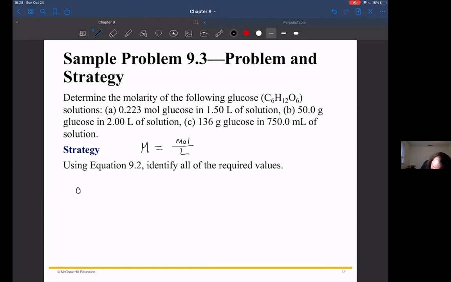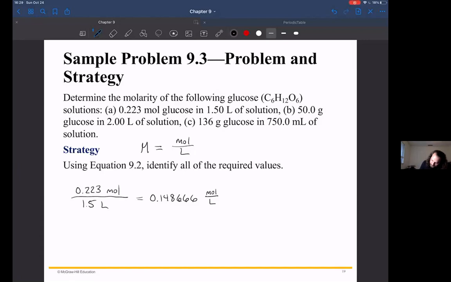So we would take 0.223 moles of glucose divided by the 1.5 liters of solution. Punch that into our calculator and we would get 0.1484666. Units, we have moles and liters. That doesn't cancel out, so we're left with moles over liters. This is the same thing as that big M.